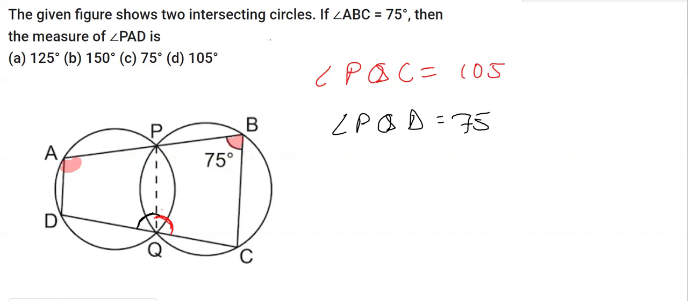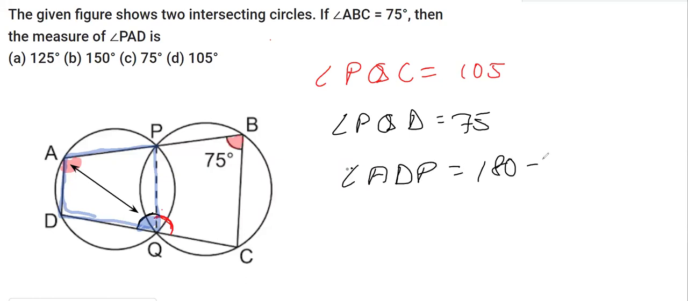Now we have to consider the other cyclic quadrilateral. Let me just borderline the quadrilateral I'm talking about. So here I'm talking about this quadrilateral. This is also a cyclic quadrilateral, so here the opposite angles are supplementary. So using this property, I can say the value of angle ADP will be equal to 180 minus 75, that is equal to 105.